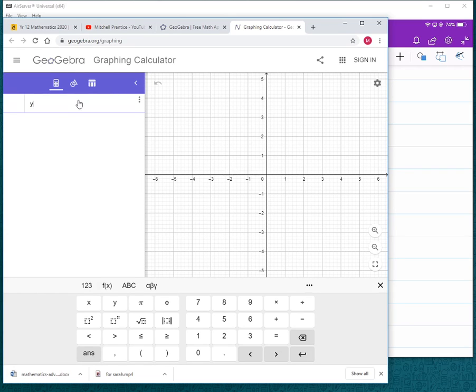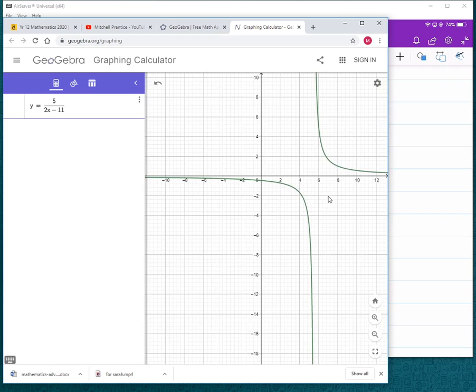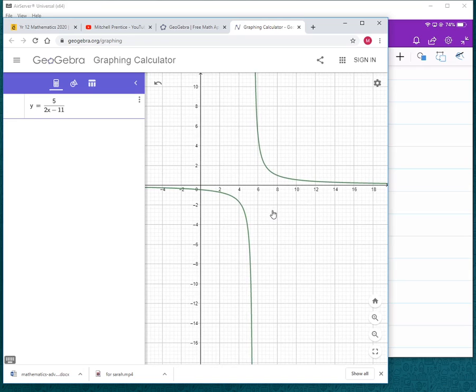I have y is equal to 5 over 2x minus 11. Okay. So here is my picture, and as you can see, there's an asymptote of this hyperbolic function right in the middle of our 0 and 11. At 5.5 is our asymptote.